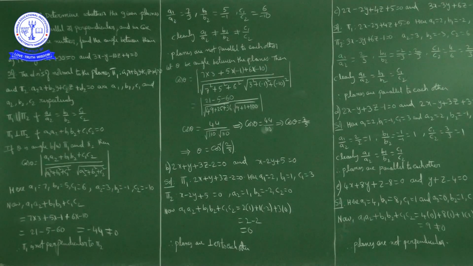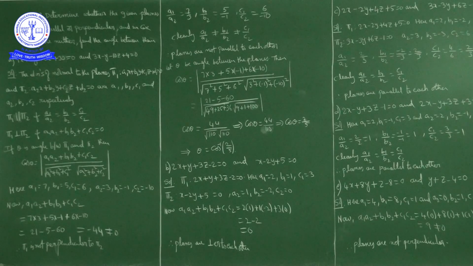Next, the second plane equation, pi 2. What is the second plane equation? x minus 2y plus 5 is equal to 0. Here the x coefficient a2 is equal to 1, the y coefficient b2 is equal to minus 2. There is no z term, so we can write 0 into z. So c2 is how much? 0. c2 is 0.